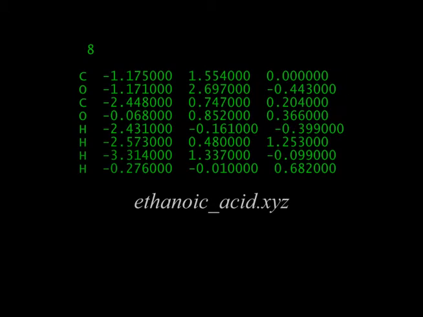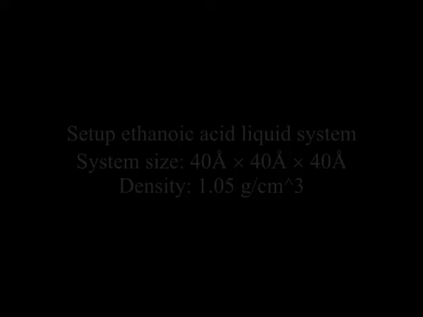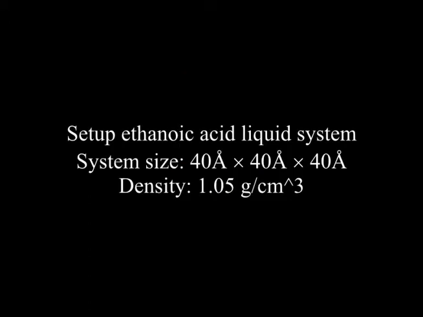The content of the input configuration file is shown here in the simple XYZ format. There are a total of 8 atoms that made up the molecule. The system that we are going to set up is a cubic system of 40 angstrom size and consists of the pure liquid of density 1.05 gram per centimeter cube, which is the standard density of the acid at room temperature.